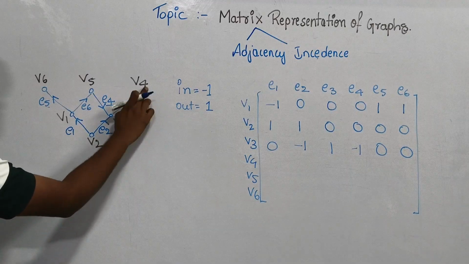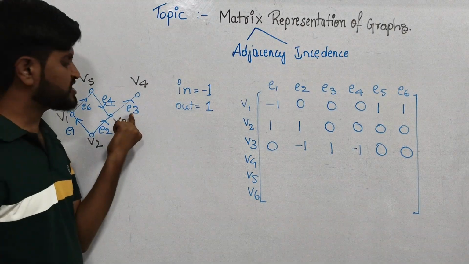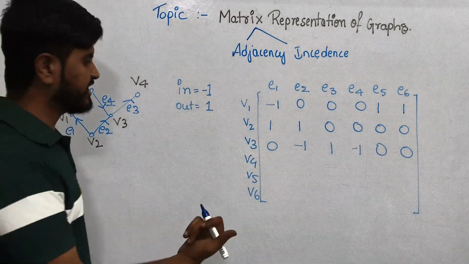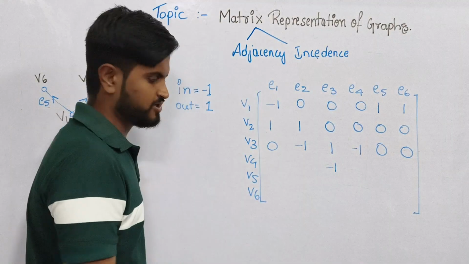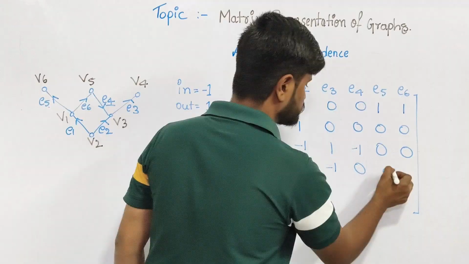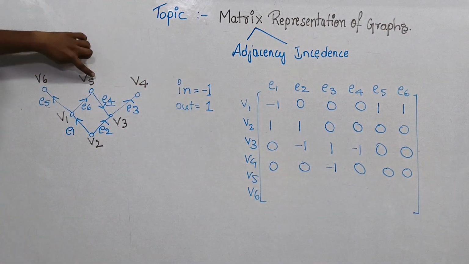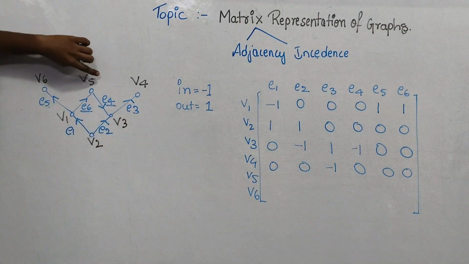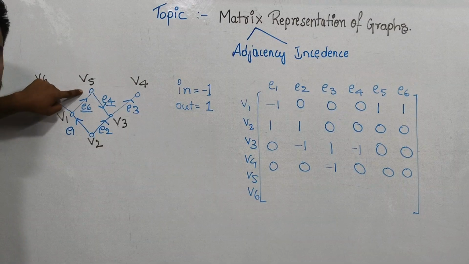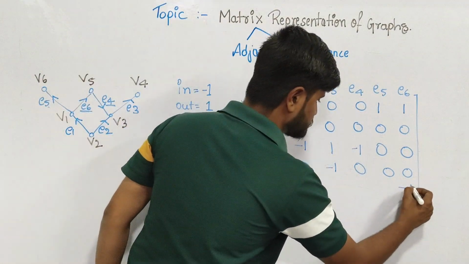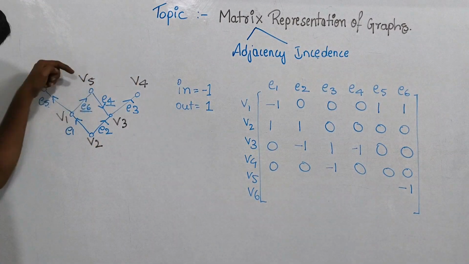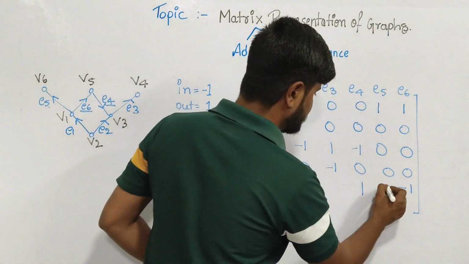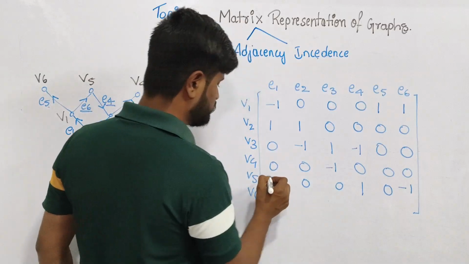V4. If you see vertex V4 is here, it has only one direct connection with an edge, that is E3. So E3 is coming towards the vertex, so E3 will get minus 1 as its value and all others will be 0. Next, V5. So V5 is here and it is directly connected to edge E6 and edge E4. So edge E6 is coming towards V5, so edge E6 will get minus 1. Next, edge E4 is moving out from V5, it is moving away from V5, so edge E4 will get 1. All others will be 0.